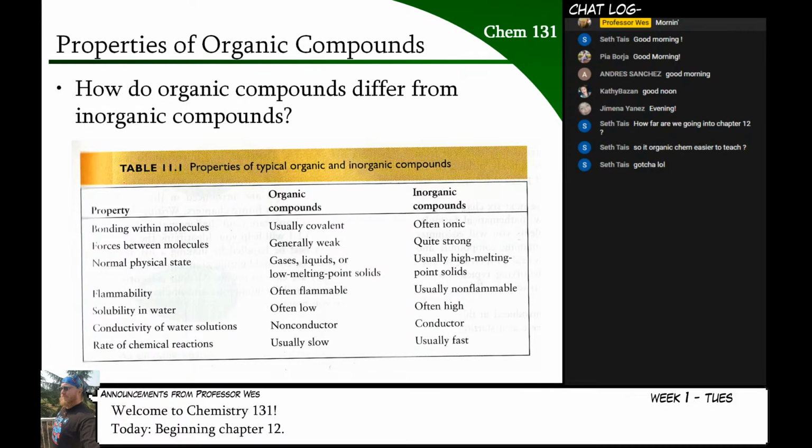Now, organic compounds and inorganic compounds are very, very different in terms of their properties. Since we care about covalent compounds, we're going to talk mostly about these properties, but it is important to remember these too.